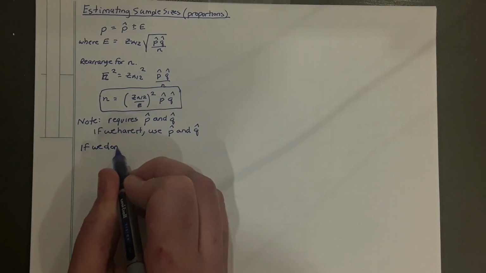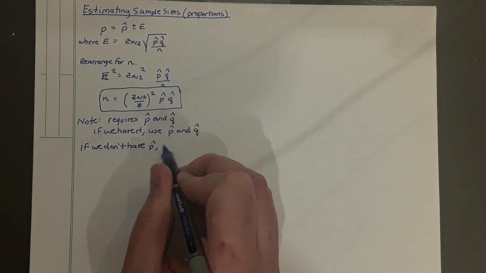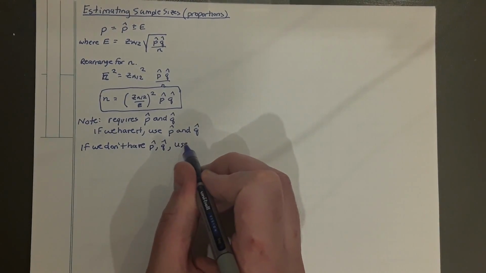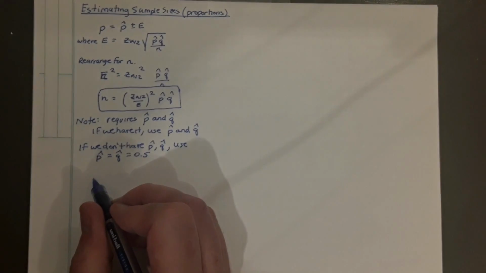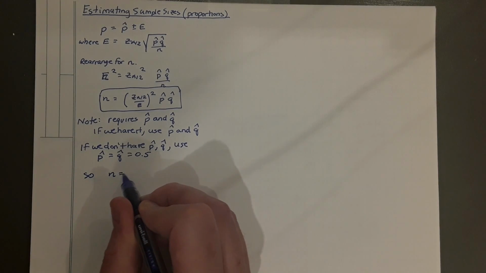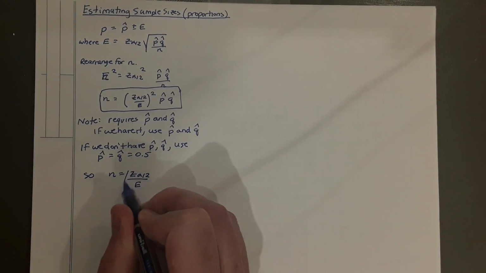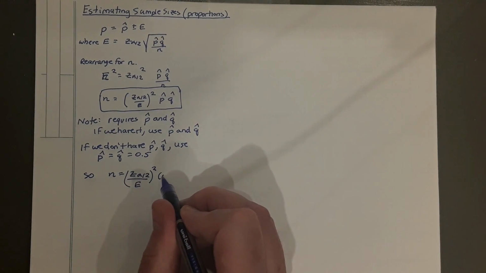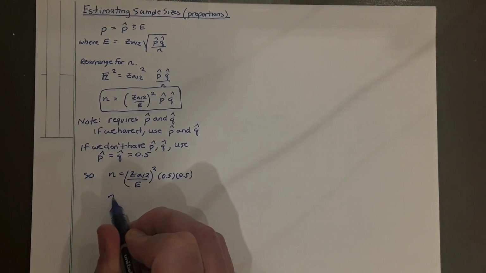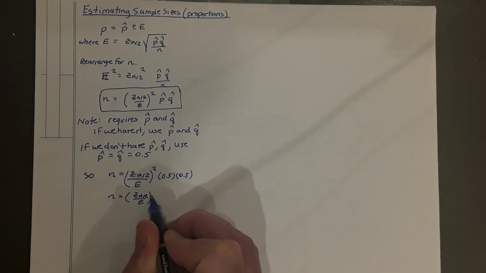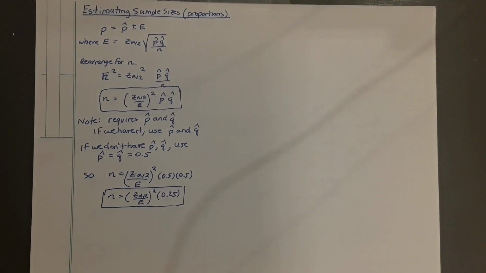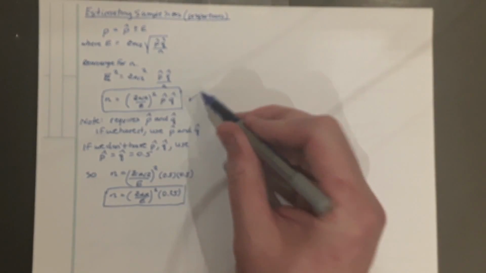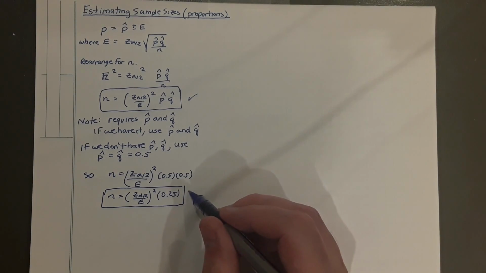But if we don't have that information, you just pick a worst case scenario, the one that will give you the largest product. And that's where they're both 50%. So in that particular case, z alpha over 2 over e squared times p hat times q hat, if you multiply 0.5 times 0.5, you'll end up with z alpha over 2 over error squared times 0.25. So in the situation where we have information about the sample proportion, we use this equation. And in the situation where we don't have information about the sample proportion, we use this equation.